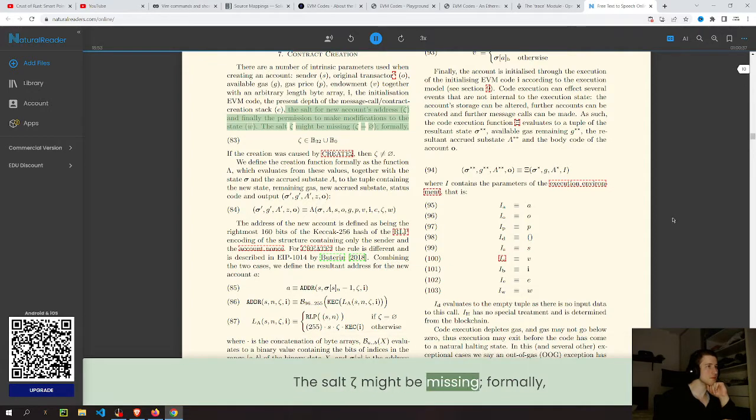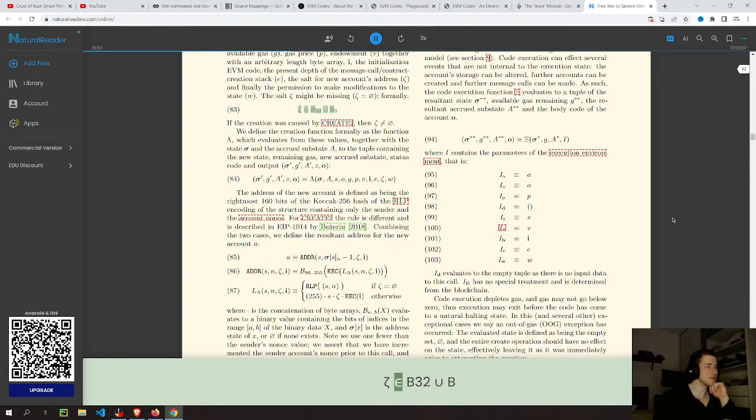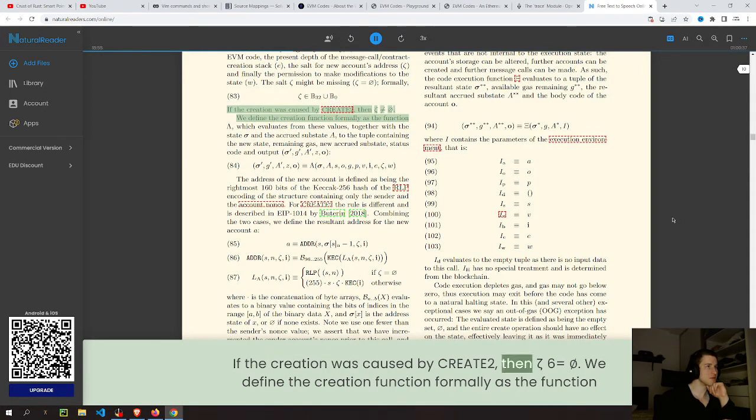The salt zeta might be missing, formally. Zeta is a member of B32 union the set B. If the creation was caused by create2, then zeta is not equal to the empty set.